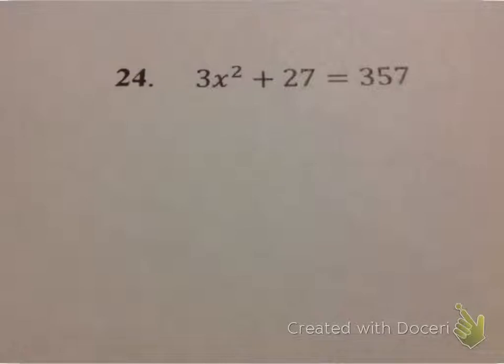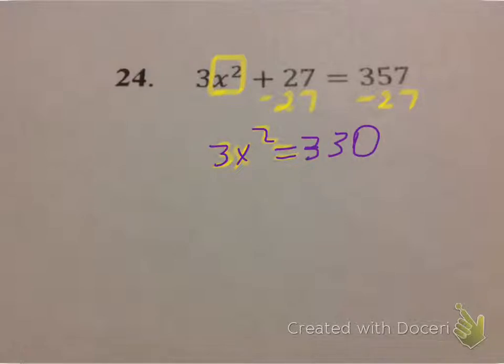Alright, one more problem in this section. Again, what is squared? X. That's the only thing that's squared. So I have to subtract 27. Let me switch colors back. When I subtract 27, I'm going to get 3, 3, 0. I still have to get x squared by itself. Divide by 3. Divide by 3.